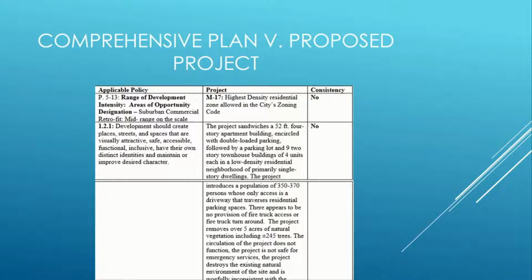On the left is the Comprehensive Plan. Areas of opportunity designation, suburban commercial, retrofit, mid-range on the scale. They're proposing the highest density permitted. Next, development should create places, streets, and spaces that are visually attractive, safe, accessible, functional, inclusive, have their own distinct identities, and maintain or improve desired character. No way that the applicant has shown that the project does this, and this variance is part of the proposed rezoning. You can't separate the two.